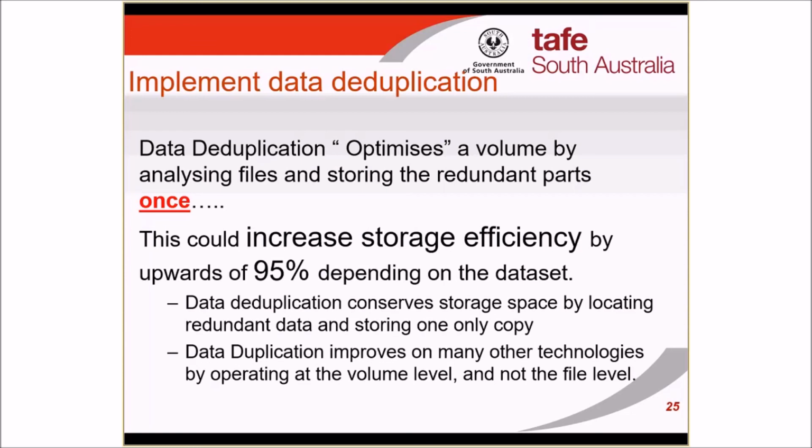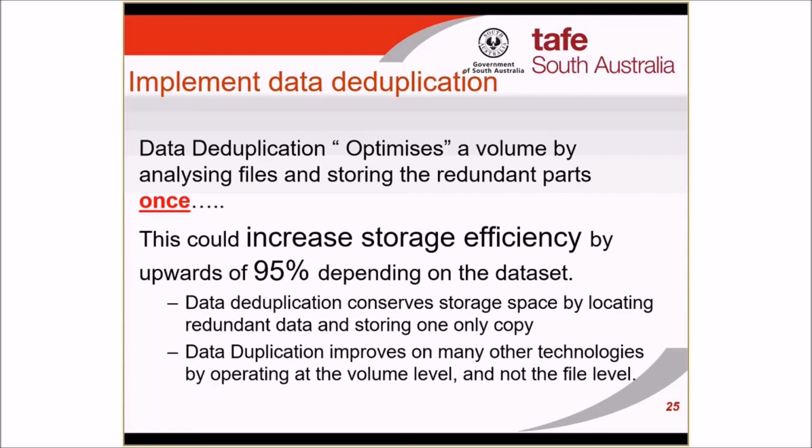45,000 gigs. All right, that's a lot of space, isn't it? If they all want to save it to their network drive. And obviously, I'm exaggerating there with 1,000, but even with 10 people, that's 45 gigs for the same file. So data deduplication optimizes a volume by analyzing files and storing the redundant parts once.